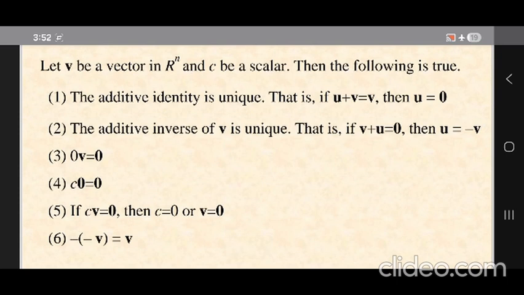Let v be a vector in R^n and c be a scalar. Then the following is true. The first one: the additive identity is unique. That is, if u plus v equal to v, then u equal to 0. The additive inverse of v is unique. That is, if v plus u equal to 0, then u equal to minus v. Third one, 0v equal to 0. Fourth one, c into 0 equal to 0. Next one, if cv equal to 0, then c equal to 0 or v equal to 0. The last one is minus of minus v equal to v. Minus into minus is plus, so that is equal to v.